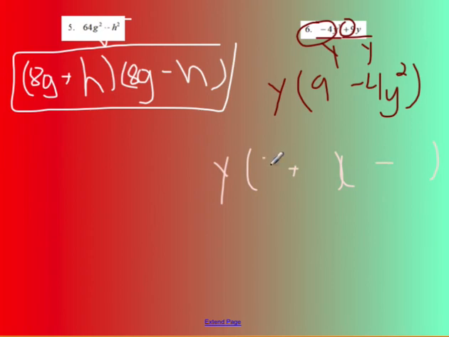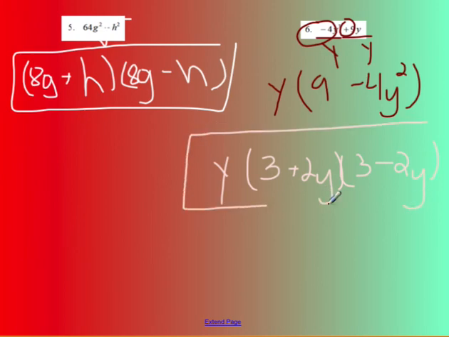Then I have the square root of the first term, that goes here, and the square root of the second term, that goes here. The square root of 4 is 2, and then we have y and y. So this right here is your final answer for number 6.